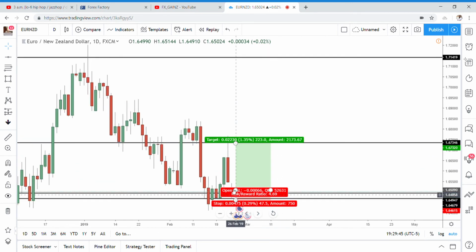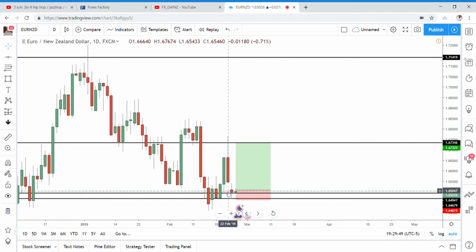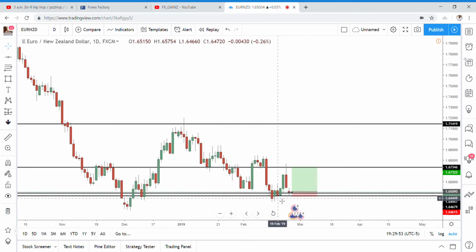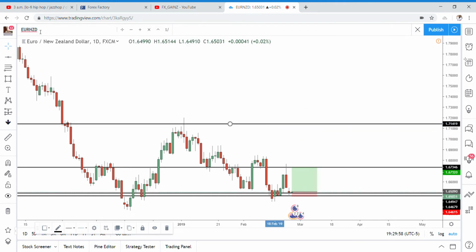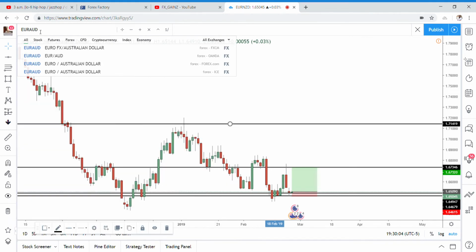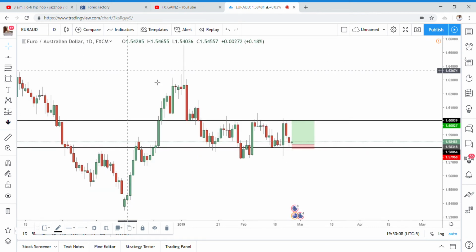So you see this rejection on the daily chart. That's a doji. It can shoot right back up. If it goes down, then there's nothing you can do about that. Anyway, next pair I'm in is a Euro Australian dollar, because as I said, I'm also short Australian dollar.